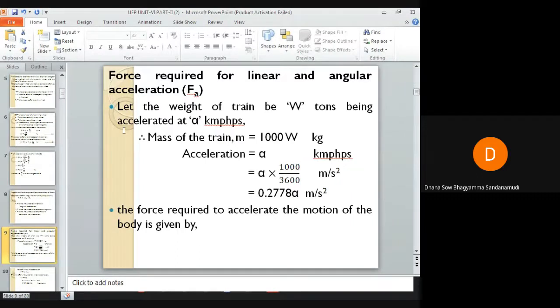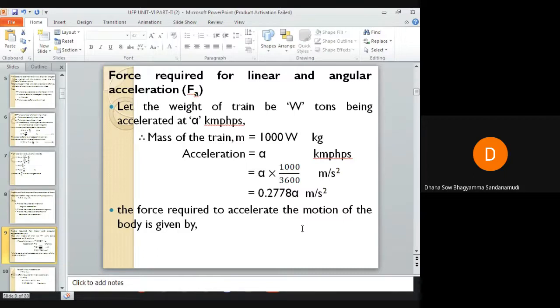Now I don't want this to be in kilometers per hour per second. I want to convert it into meters per second square. Acceleration will be alpha times 1000 by 3600. If you divide 1000 by 3600, you will get acceleration in meters per second square as 0.2778 alpha. Simply, I have converted kilometers per hour per second to meters per second square.